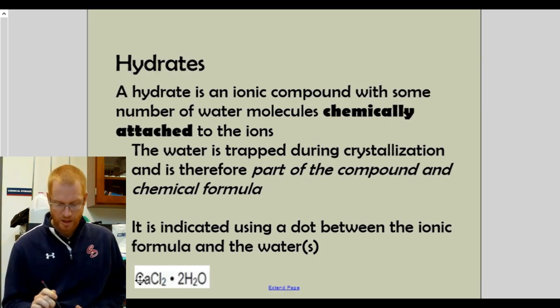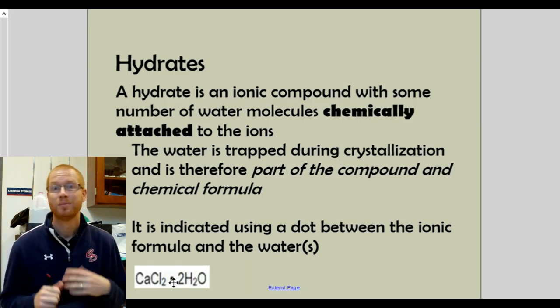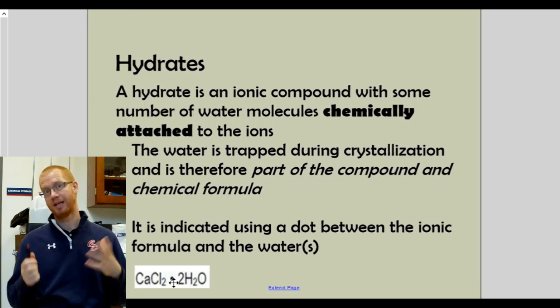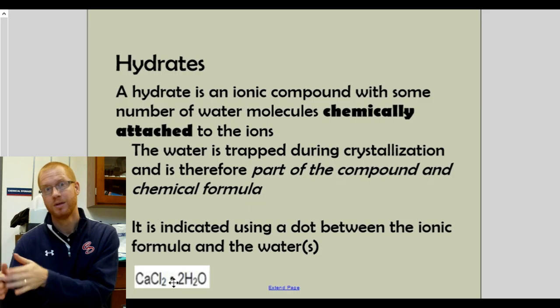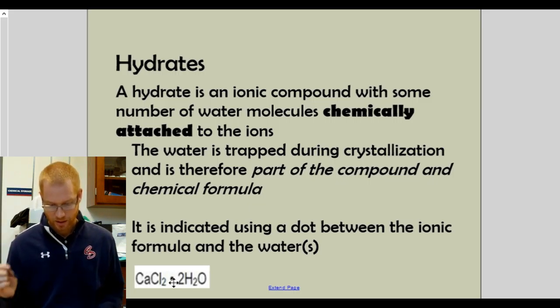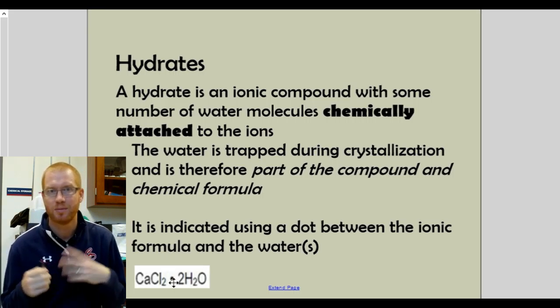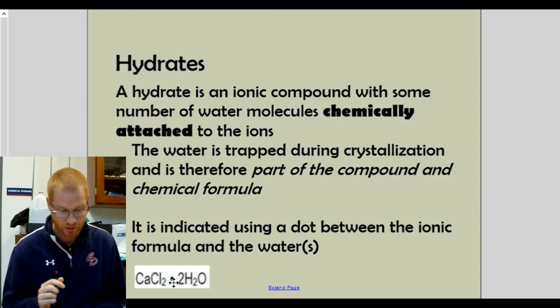Now why a dot? Because that looks like we're multiplying. We're not really multiplying, but you can't use a plus because in a chemical formula, when you see a plus, you start a new compound when you're looking at a chemical equation. So we can't really use a plus, so we use a dot. It's not really multiplying, but it's kind of like that because it's part of the chemical formula. It's not something totally different.